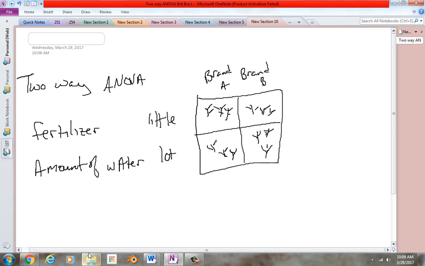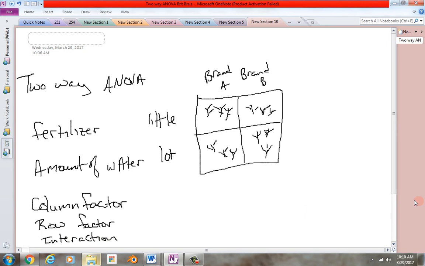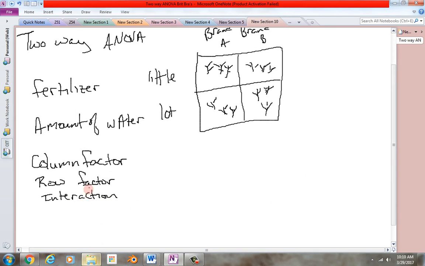And so what we're going to see here is what are called the column factor, in this case, of course, fertilizer brand. You're going to have a row factor, and then you're going to have interaction. And so, in essence, what you're going to end up with is three hypotheses to test every time.